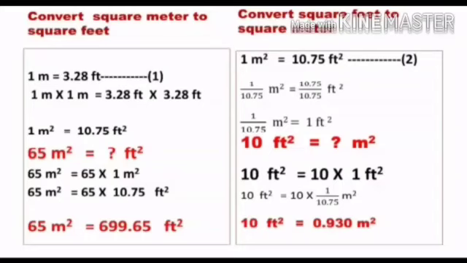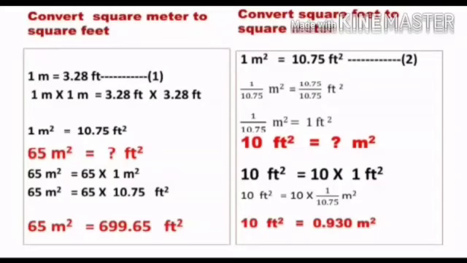To convert square feet to square meter, we must know how much 1 square feet is. To do this, we have to divide the expression by 10.75 on both sides. We are getting 1 meter square over 10.75 equal to 10.75 over 10.75 square feet. We obtain 1 over 10.75 meter square is equal to 1 square feet.